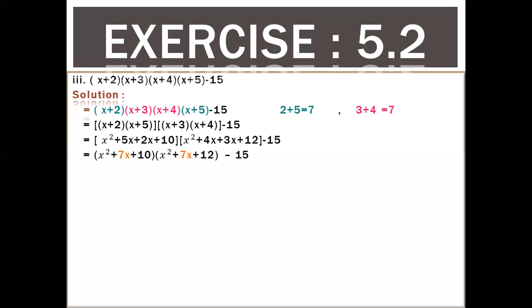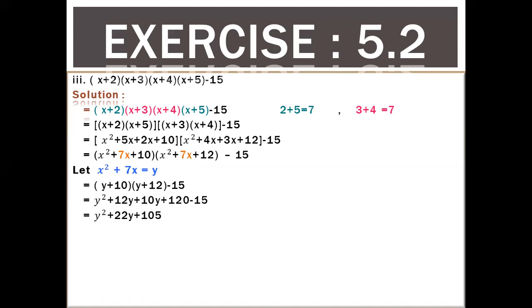Now you see that x² + 7x and x² + 7x, in both the brackets they are the same. Now this is the same question as part 2 or 1. It means that we suppose that x² + 7x is equal to y. Our expression becomes (y + 10)(y + 12) − 15. Multiply y + 10 and y + 12. After simplifying them, y² + 22y + 105.